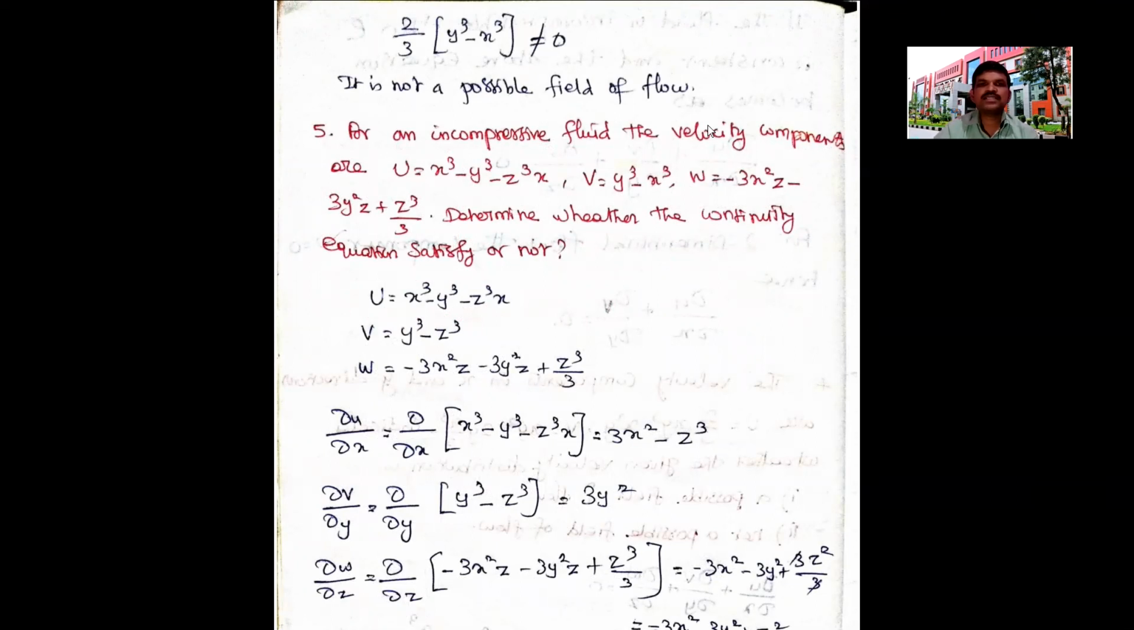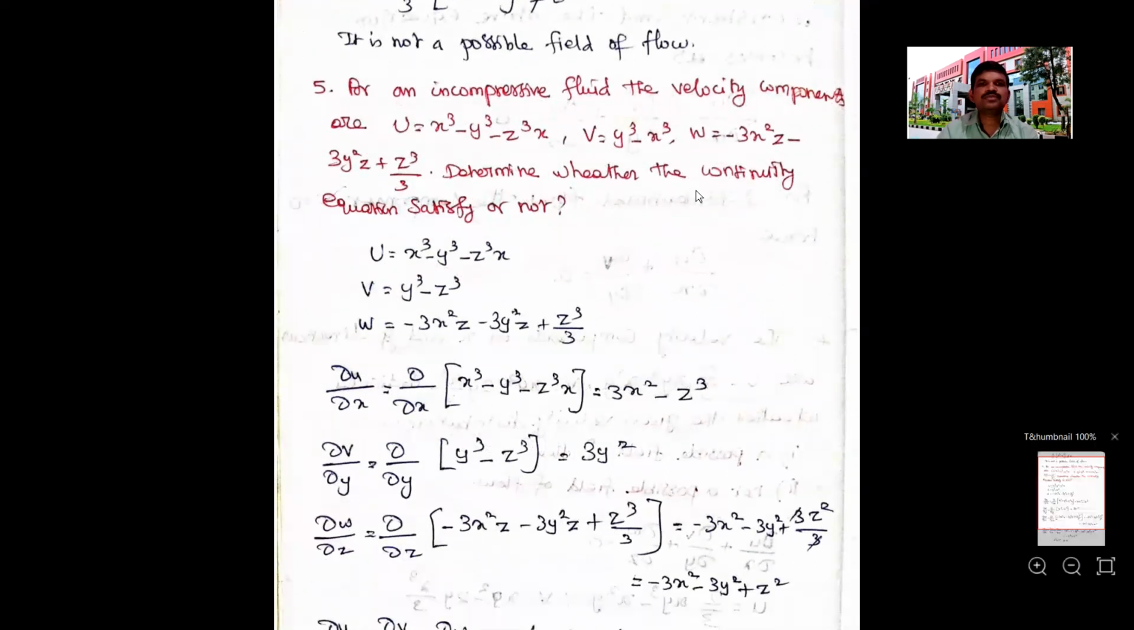If the answer is 0, then this is a possible field of flow. Next, come to the second question. Just partially differentiate the velocity components, that's all, and finally you have to add.